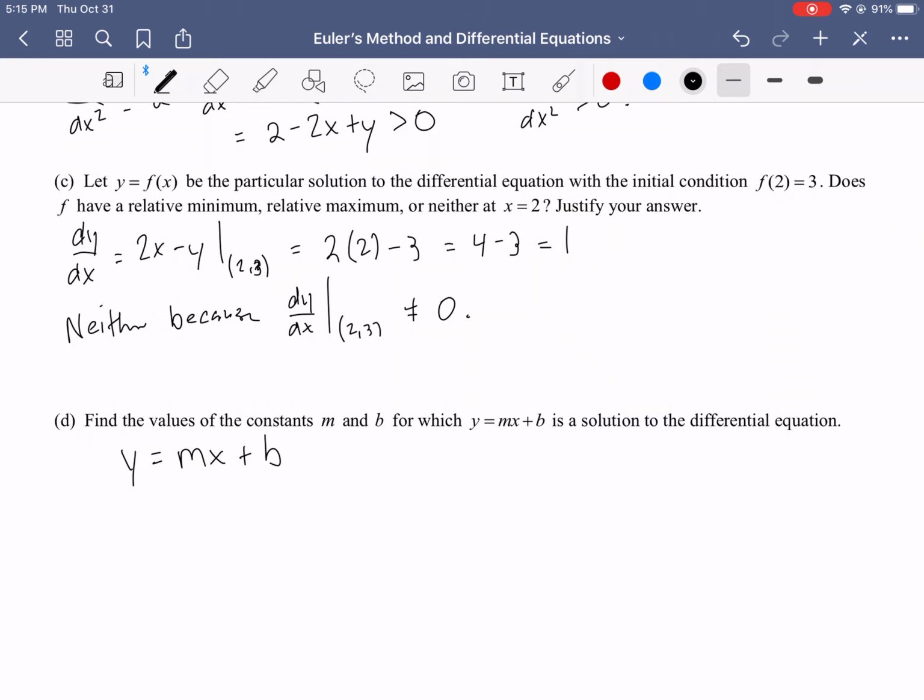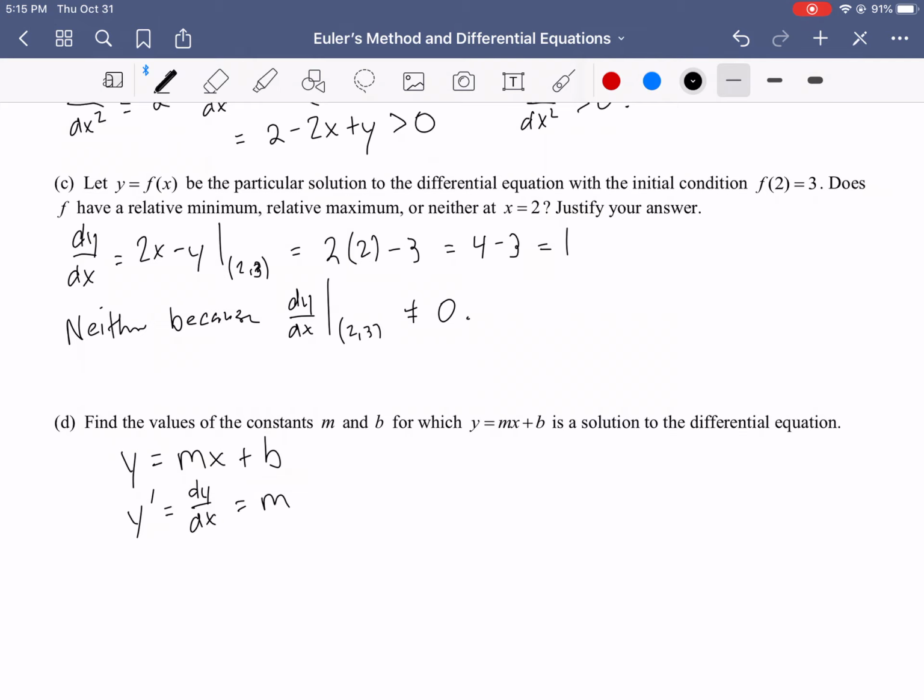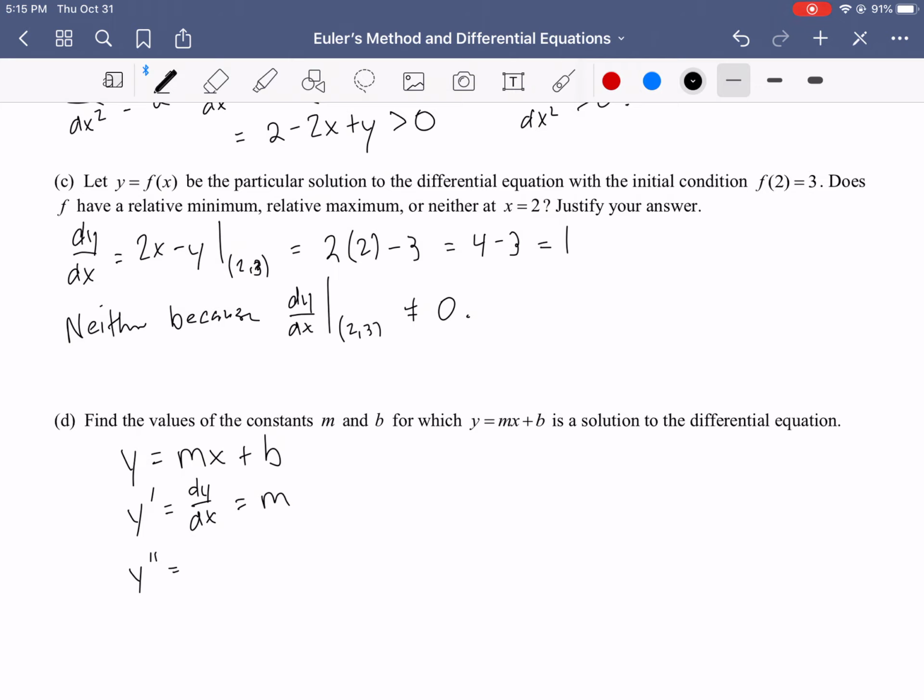So let's take a look at this. y equals mx plus b. So that means that y prime, or dy dx, if you want to think about it like that, is going to equal m. And that means that y double prime, which is the second derivative of y with respect to x, is going to equal the derivative of m. Well, m is just a constant, so that's going to equal 0.